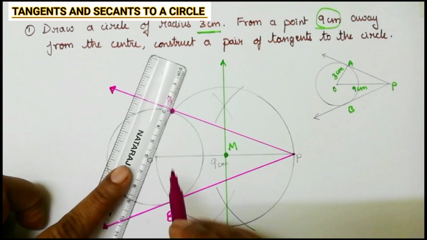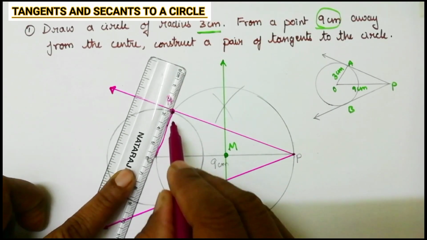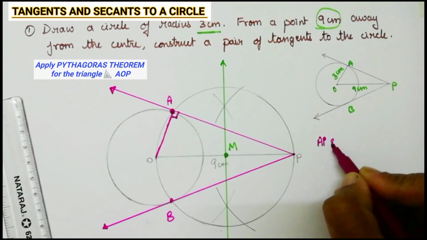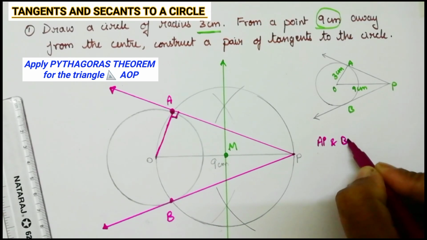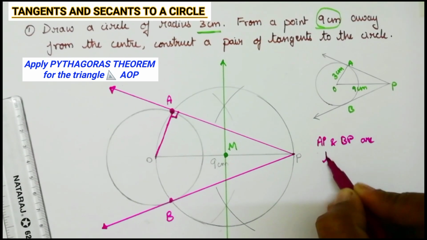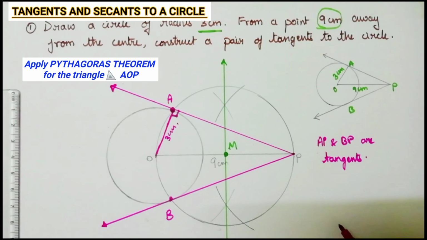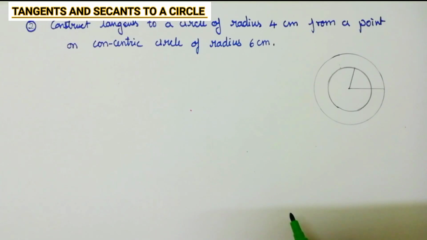You can also join this OA, which is the radius of the circle, and here it is point of contact. AP and BP are tangents of the circle. You can go on with verification part also, like applying Pythagoras theorem. Let us move on with the second one.